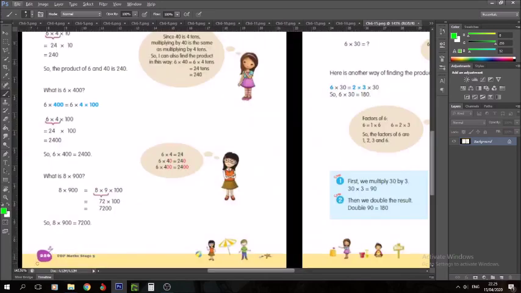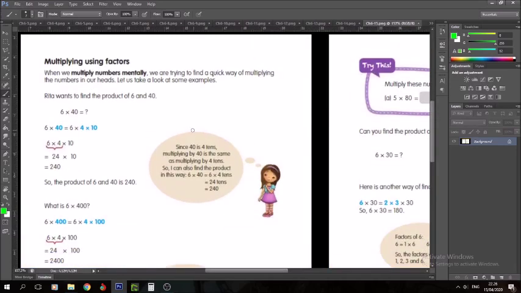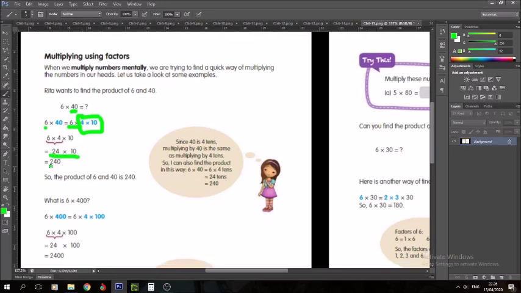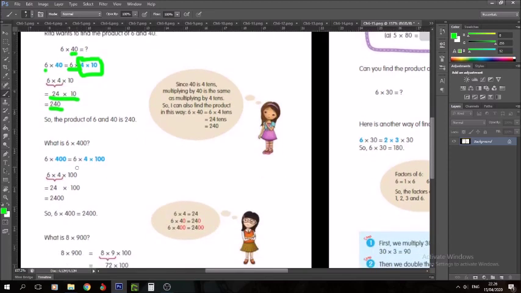Next to page 226, multiplying using factors. So you can break the factor apart. From 40, the factors are 4 and 10. So from knowing the factors, you can multiply the numbers one by one. So for example, 6 times 4 is 24, and then times 10. 24 times 10 is 240. So you can find the easiest factor to multiply.